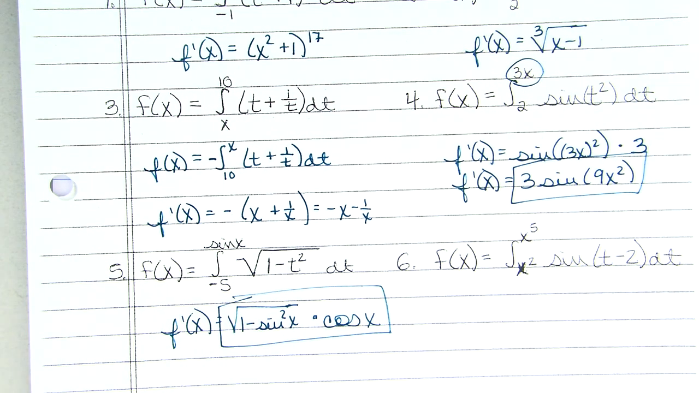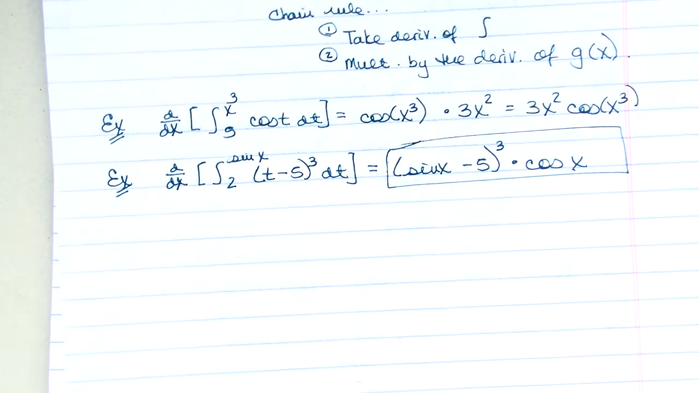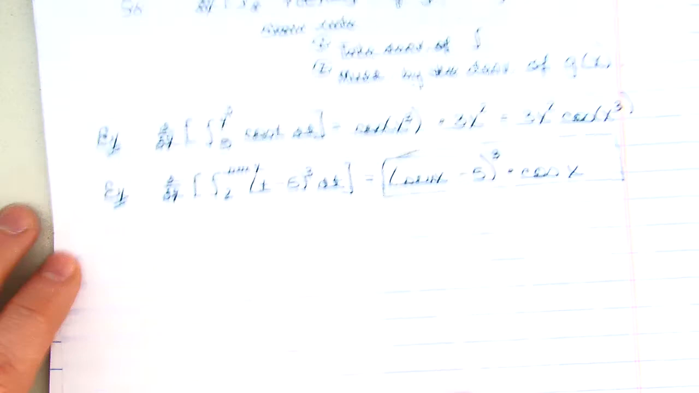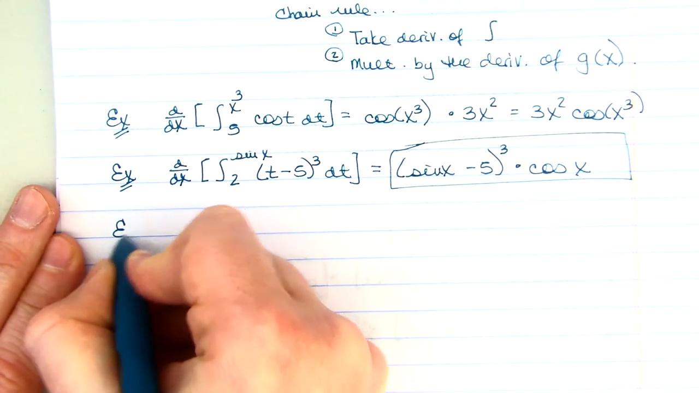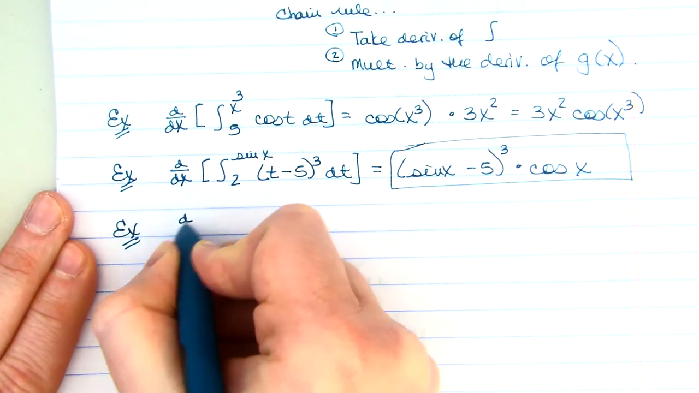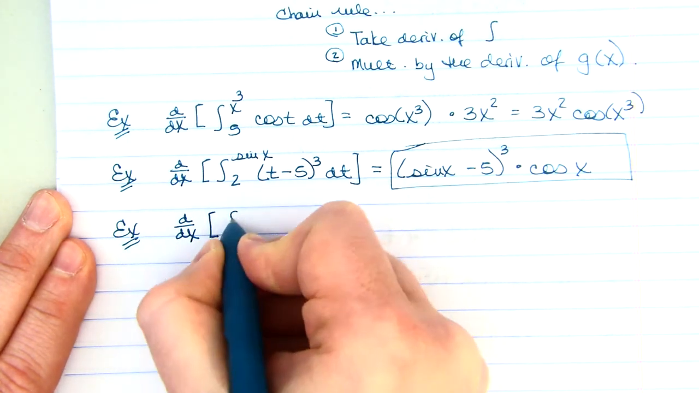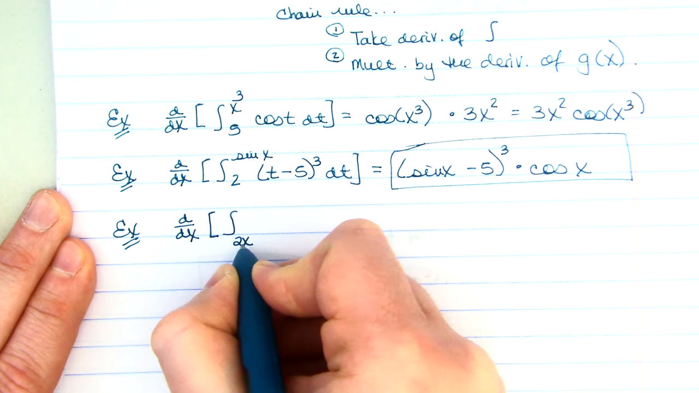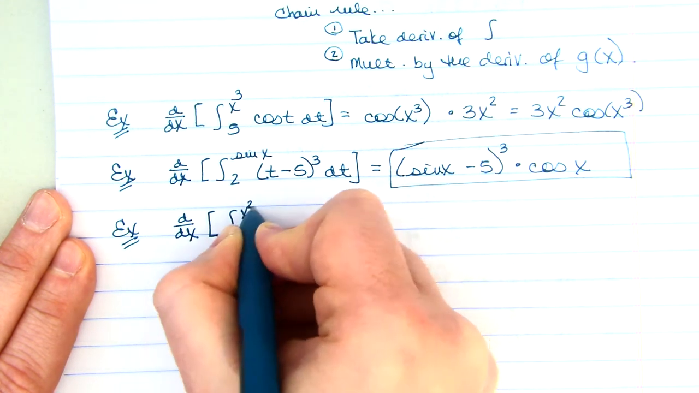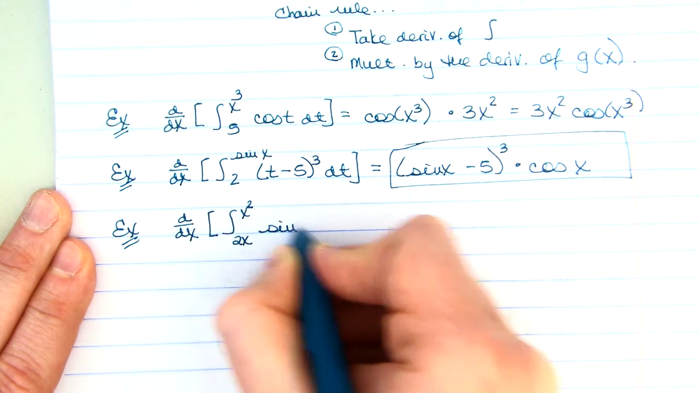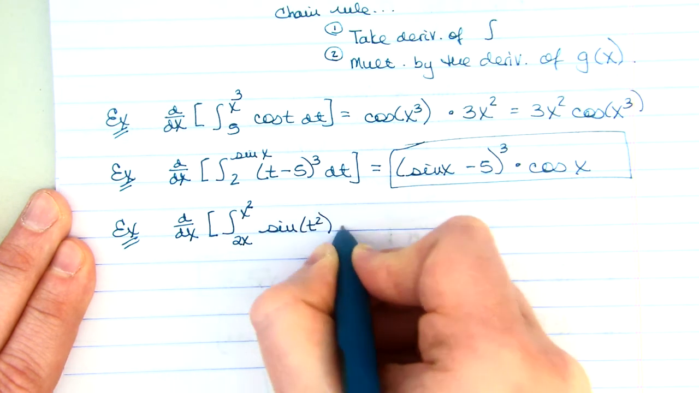One more variation I need to show you. Back in your notes. And then we'll do number 6. Let's say I want to do the derivative of the integral from 2x to x squared of the sine of t squared dt.